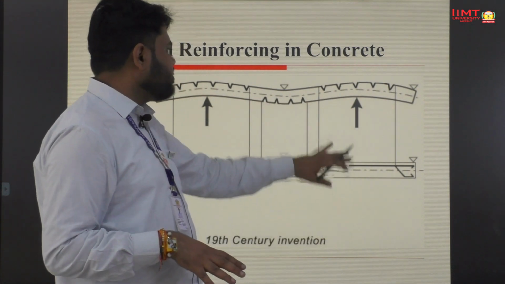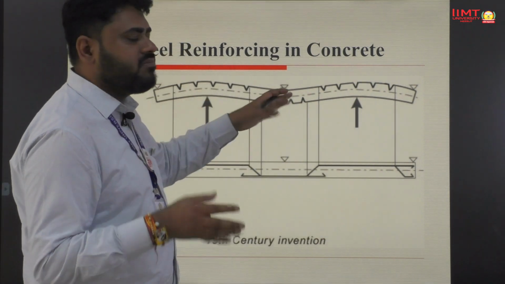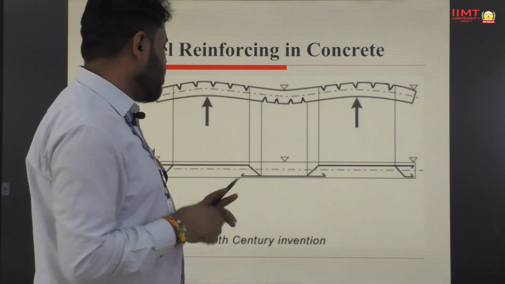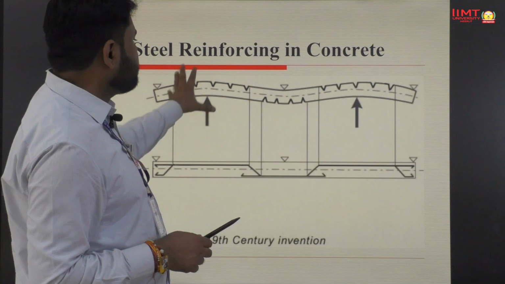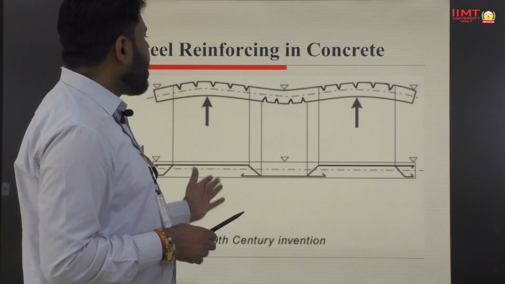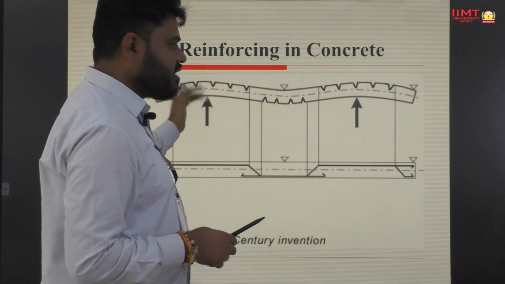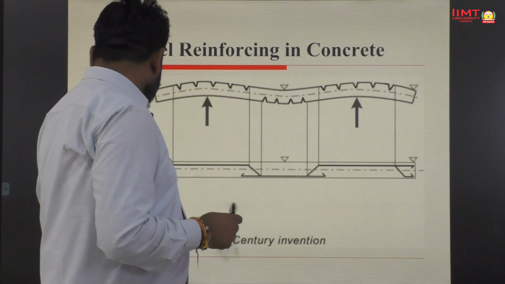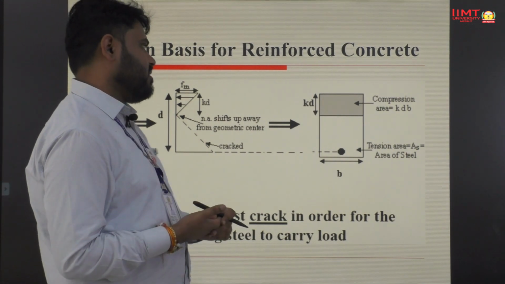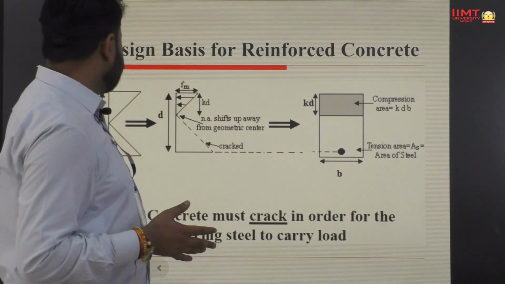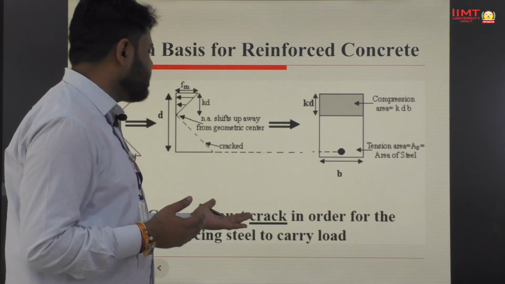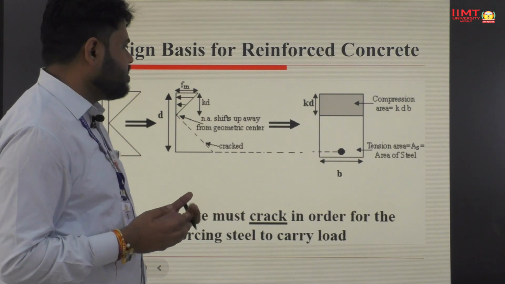In the 19th century the invention was made, using steel reinforcement in concrete for the design of reinforced cement concrete structures. With respect to this diagram, you have to understand how the forces go and how they are reflected. Now come to the next slide. Design basics for reinforced concrete. Design basics, this you have to take. This is a simple stress diagram, and concrete must be cracked in order for the reinforcing steel to carry the load.